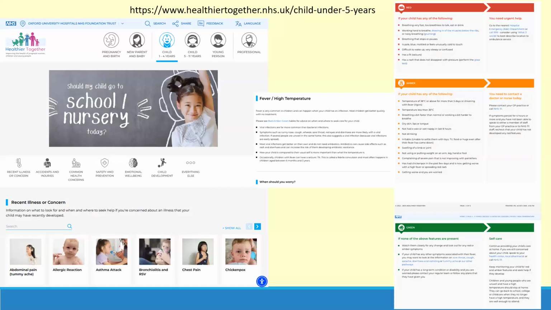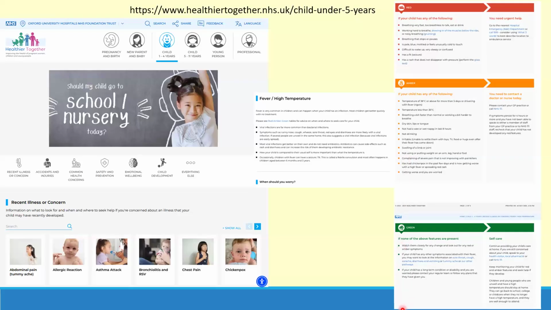I just thought to highlight this website. This is one that we use quite a lot, and it's called Healthier Together. You can put in your local area, which obviously for you guys won't apply, but it doesn't matter really where you choose. This has lots of helpful advice for parents to look up on their smartphones, on the internet, when they're worried about something. So, they can click on allergic reaction. This one I've just clicked on for pain and, for fever and high temperature. And this is really how parents should be trying to triage and assess for themselves the child.